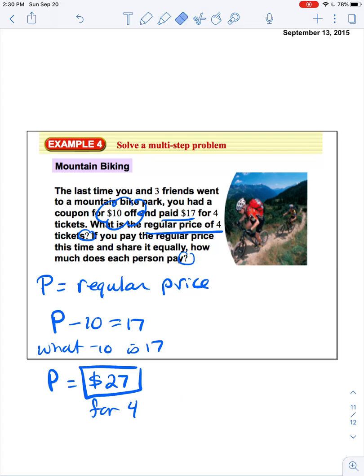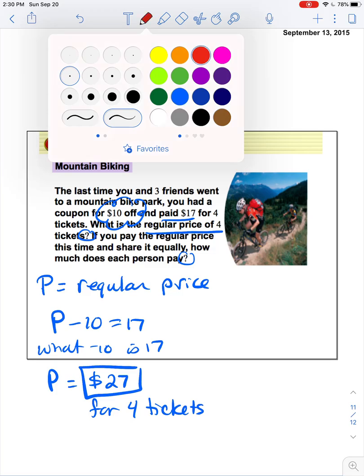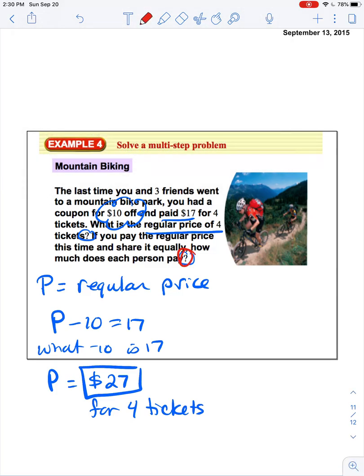Because the information that I had was about 4 tickets. Alrighty, then what is the second question? The second one is saying, if you pay the regular price, which we now know is 27, and share it equally, how much does each person pay? Okay, so X is going to be what each person pays in dollars. Keep in mind you're going with 3 friends, but that's you also.